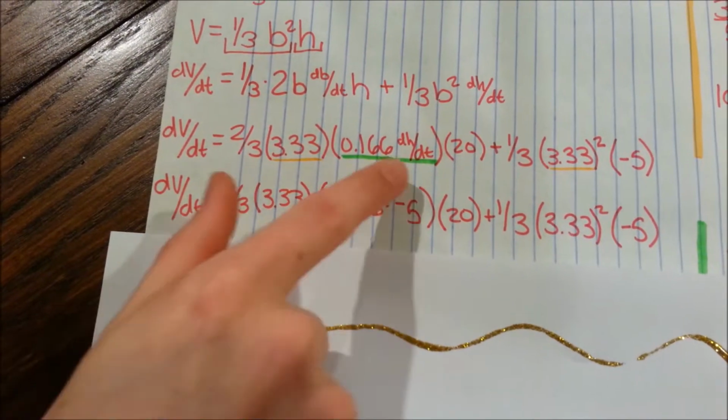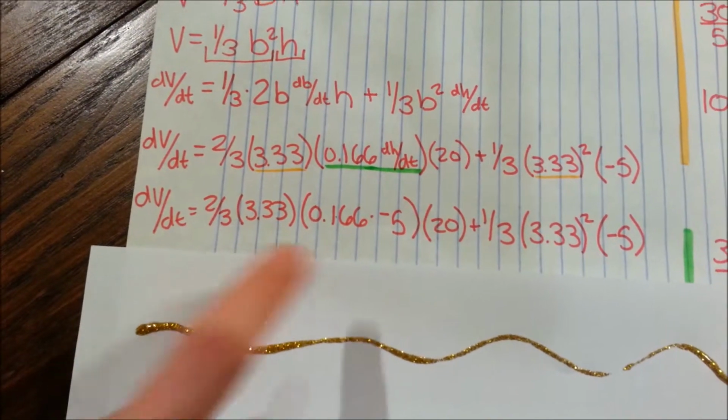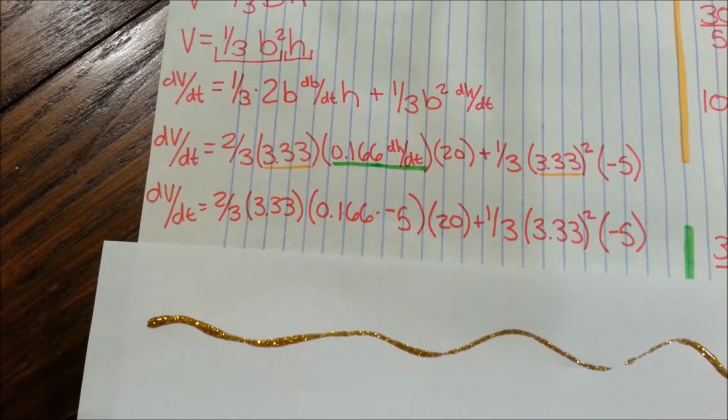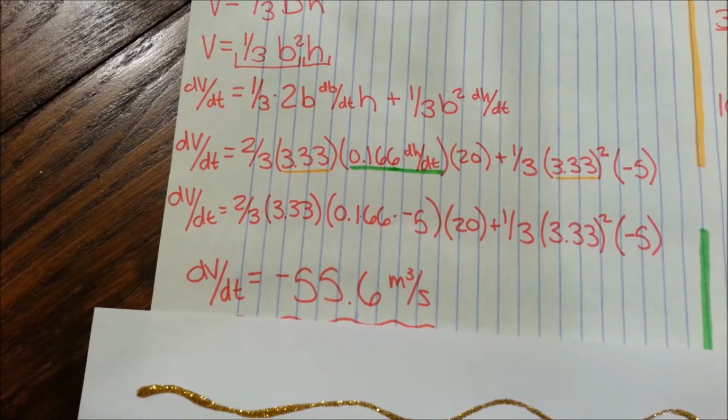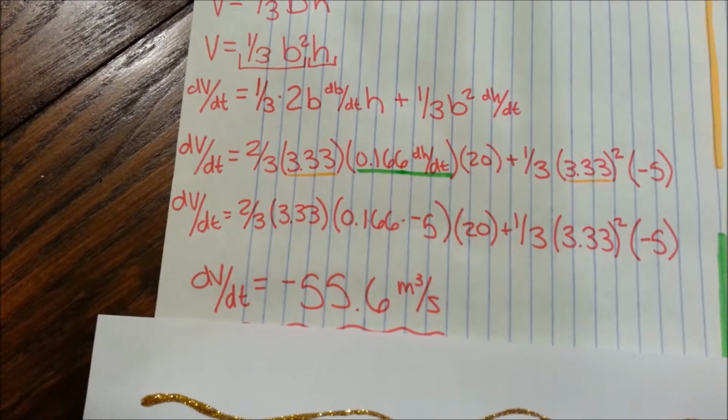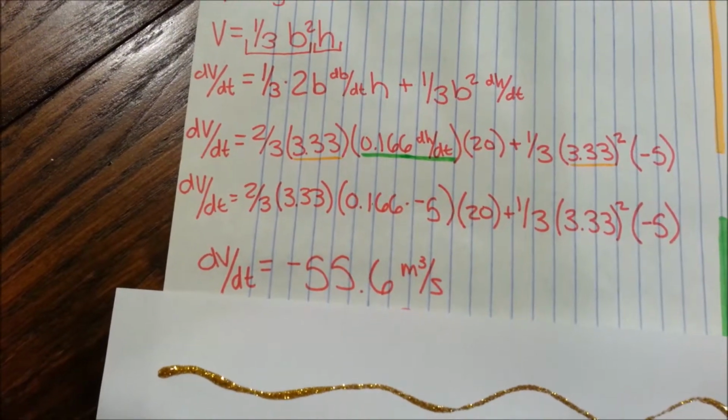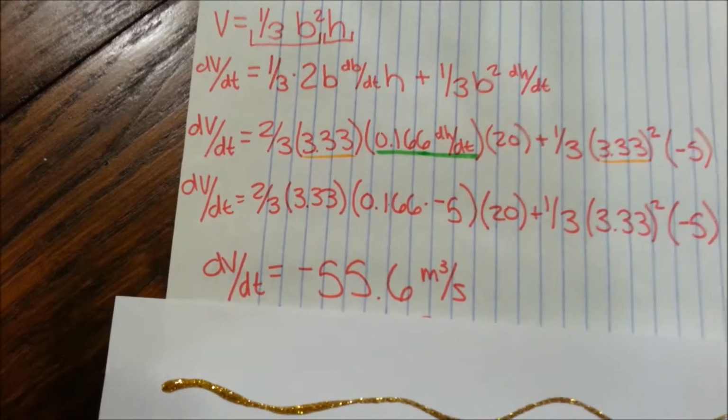and then you have to plug in dh/dt, which is given, and it has to be a -5 here and here because it's decreasing. And then you solve and you get a rate of change of -55.6 meters cubed per second. QED.